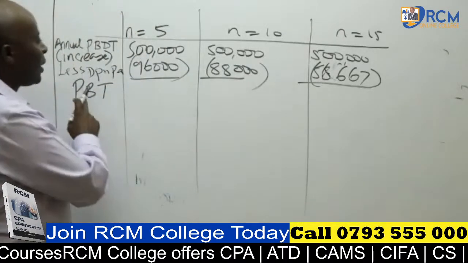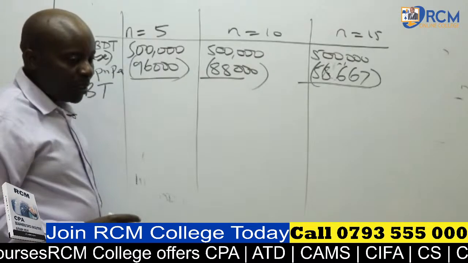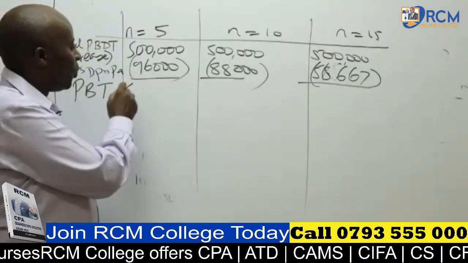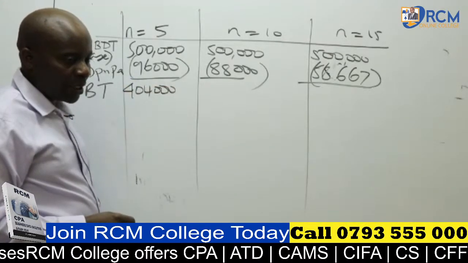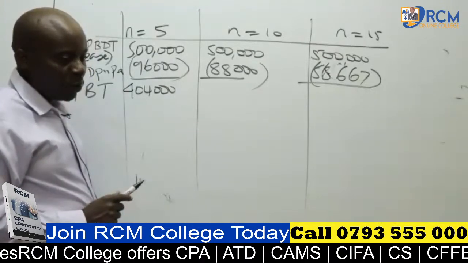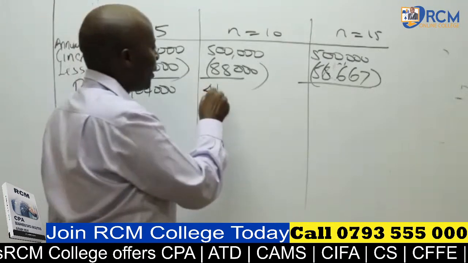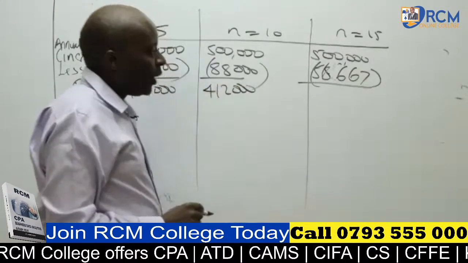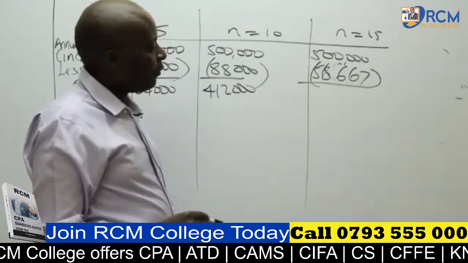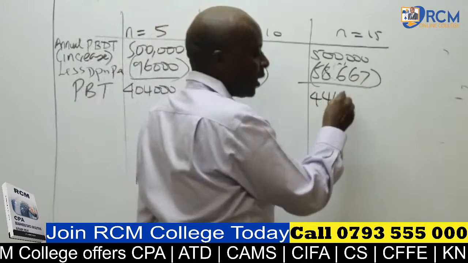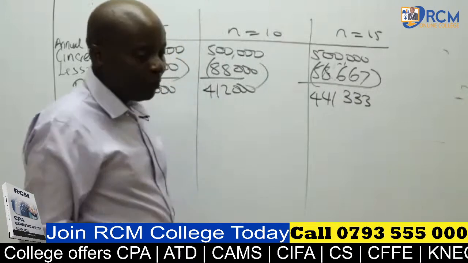So come here and give us now the profit before tax quite fast. 404,000. How about when n is 10? We have 412,000. When n is 15 years, 441,333. Now I've been able to get profit before tax.